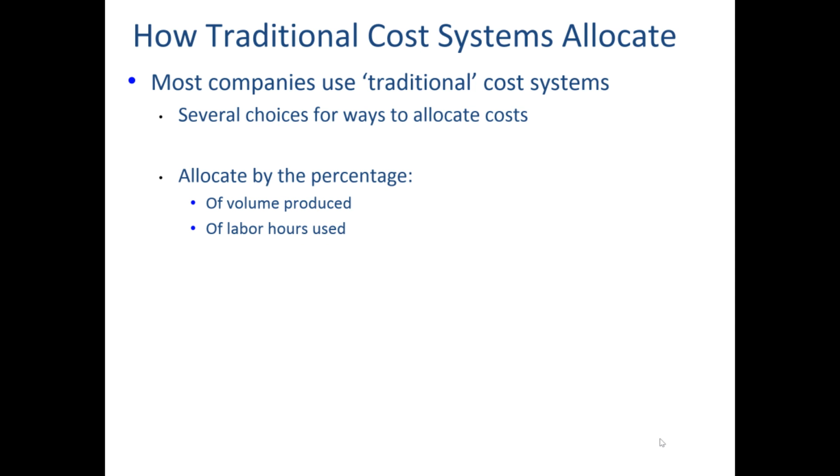Now, most companies use what are commonly referred to as traditional cost systems. Traditional cost systems allocate cost to products using a standard, and the allocation is usually done on the basis of how much labor is used in the production of the product. There are a variety of ways that traditional systems allocate overhead. The fundamental approach is that the indirect costs are allocated by assigning a percentage of the indirect cost to each product or cost object based on a previously agreed standard.